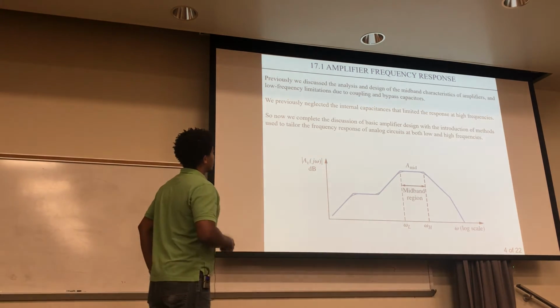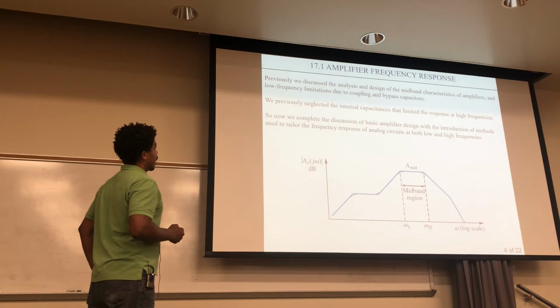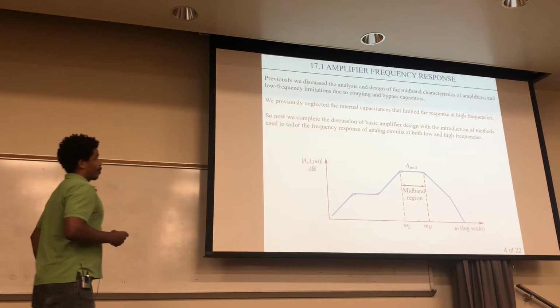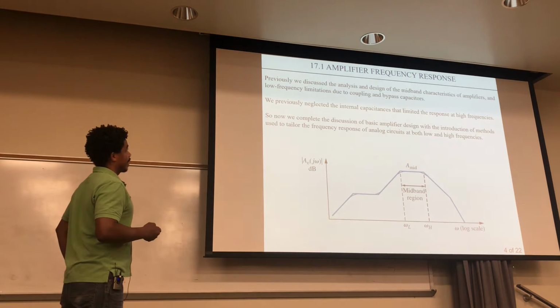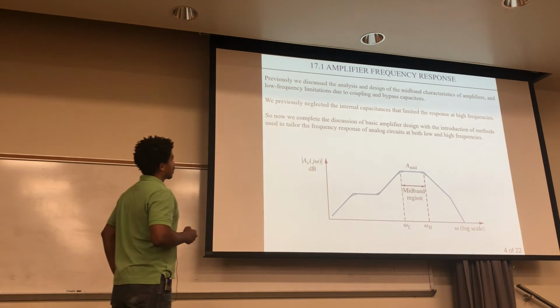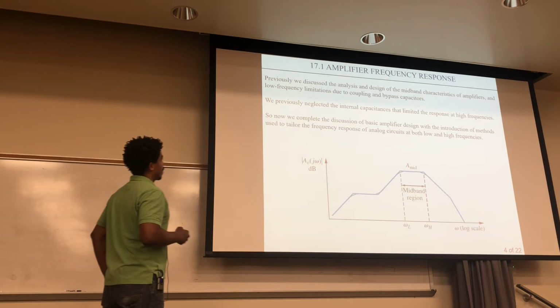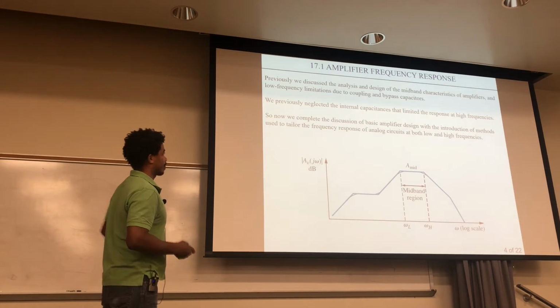Previously we discussed the analysis and design of mid-band characteristics of amplifiers and the low frequency limitations due to coupling and bypass capacitors. Previously, we neglected the internal capacitance that limited the response at high frequencies. So what we'll do now is complete the discussion of basic amplifier design with the introduction of methods used to tailor the frequency response of analog circuits at both low and high frequencies.